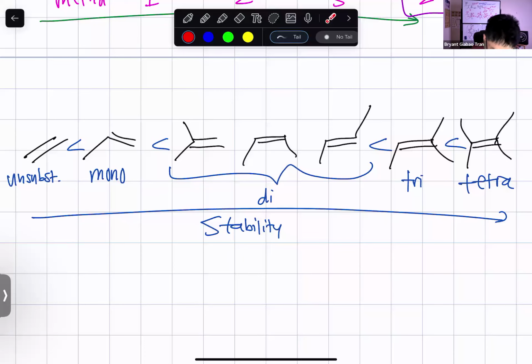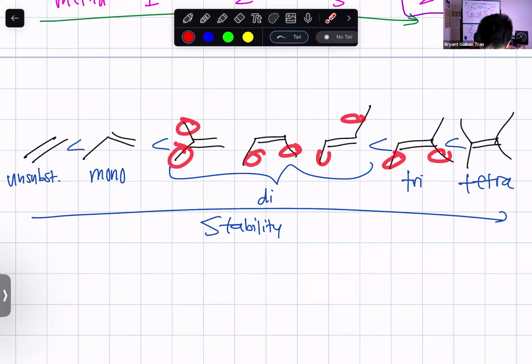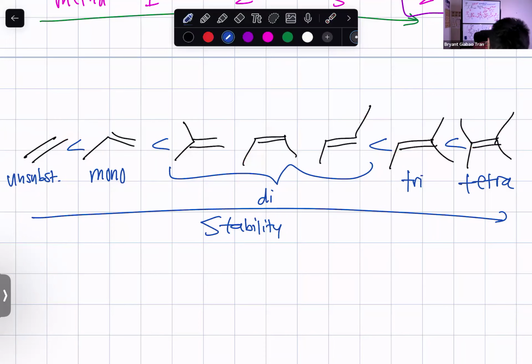It's basically saying how many groups other than hydrogen are attached to the alkenes. This is considered unsubstituted because all of the groups attached to the alkene are hydrogens. This is mono because there's only 1 R group attached to it. This is di because there's 2 R groups. Tri, 3, tetra, 4.